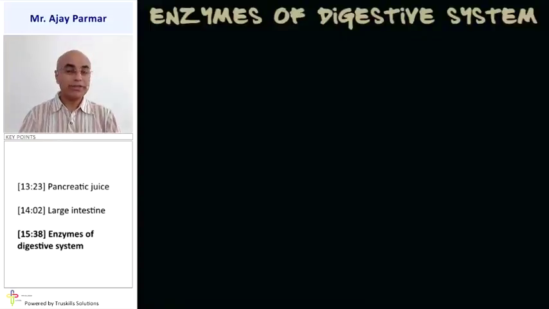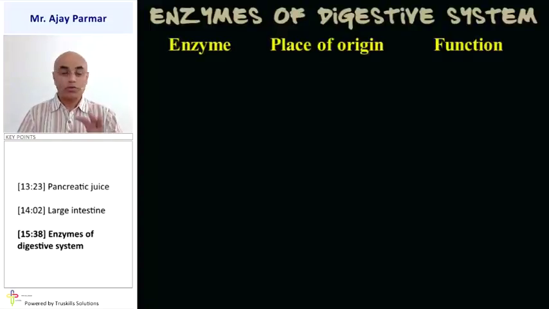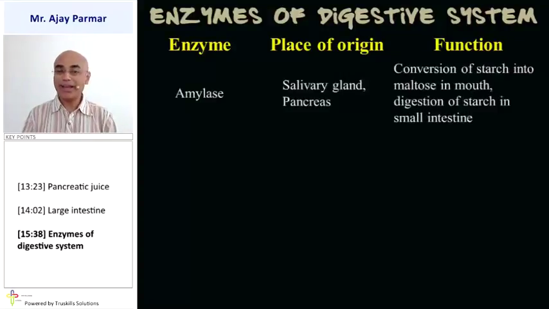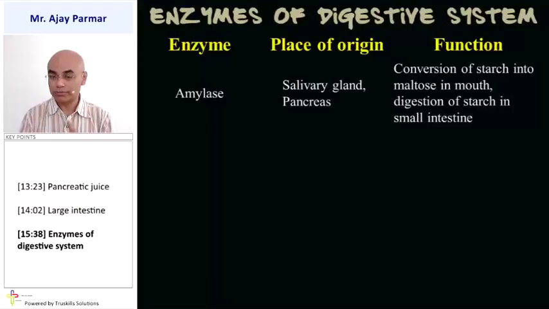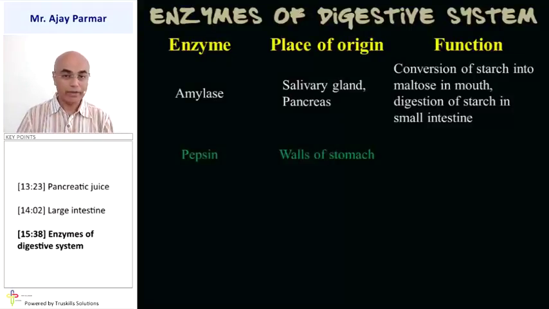Let us revise the enzymes of the digestive system. What are the names of the enzymes present in the digestive system? Where are they produced? And what is the function of each enzyme? Amylase is produced in the salivary glands and also in the pancreas. Its main function is to convert starch into maltose in the mouth and to digest starch in the small intestine.